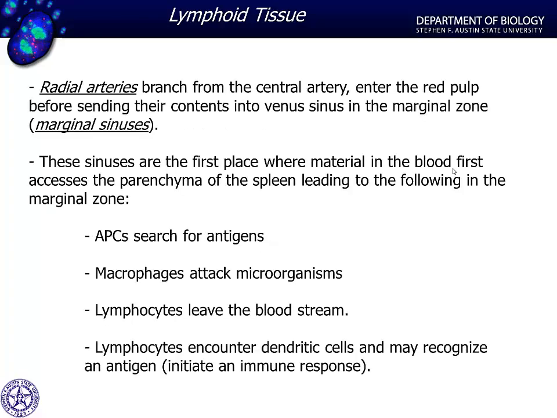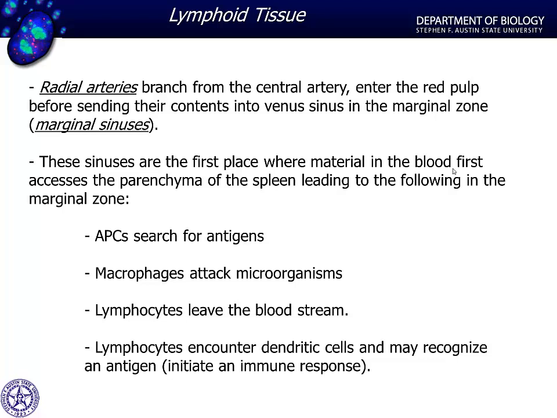So as we mentioned, we have the central arteries giving off the penicillar arteries going to those sinuses, but in some of those areas, especially when we have those lymph nodules, that's where we see the radial arteries, and they're going to enter into the red pulp. And in this marginal zone we're going to have some of these venous sinuses, but they refer to them as marginal sinuses. Their functions are the same whether they are in the venous sinuses or these marginal sinuses. It's just a locational difference.